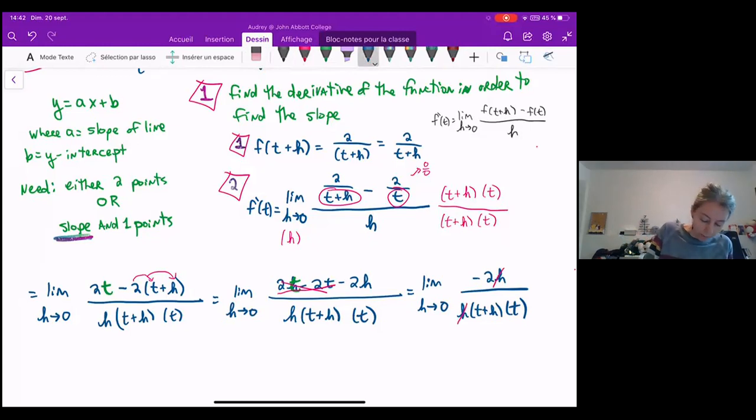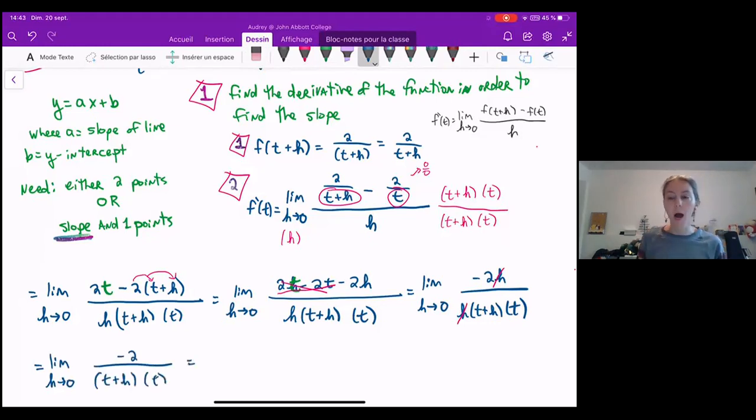Those cancel out. The limit as h approaches 0 of negative 2 over t plus h times t. Remember, I am plugging in 0 for h. In this case, not t, not x, not anything, just h. So then this becomes negative 2 over t plus 0 times t, which gives me negative 2 over t squared. So f prime of t is equal to negative 2 over t squared.